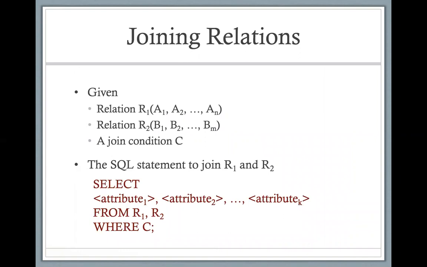So the general SQL statement to join R1 and R2 would be: select a list of attributes from the table R1, comma, the table R2, where you put the join condition. And that would be as if you're joining these two tables based on the condition C.